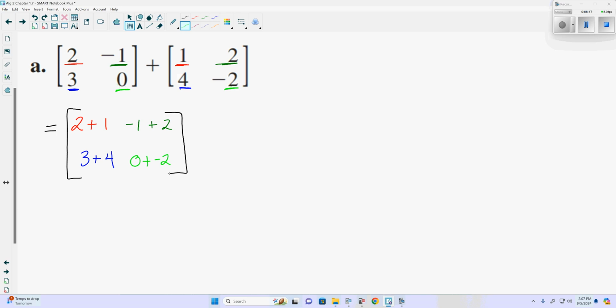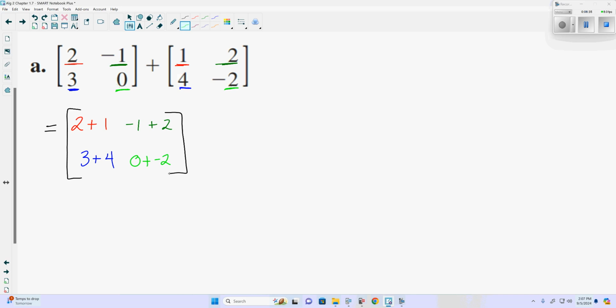Questions on how we're doing this here? When we add two matrices, we're adding the corresponding elements. Our top left and top left are added together. Our top right and top right. Bottom left and bottom left, bottom right and bottom right. The ones that correspond to each other we add together.